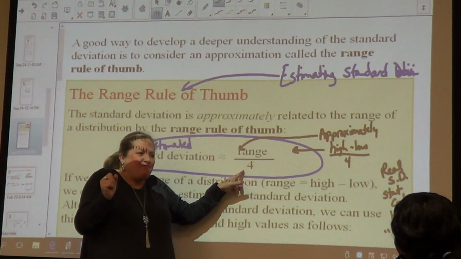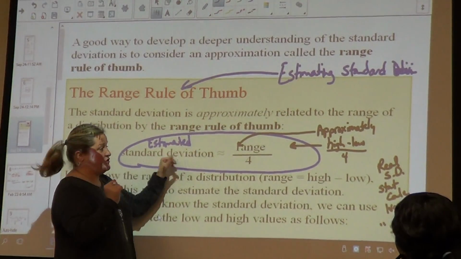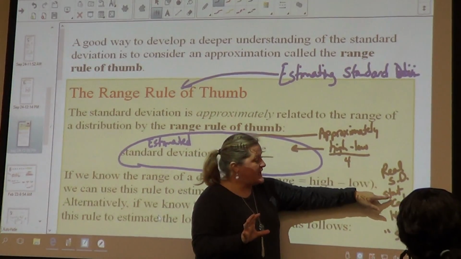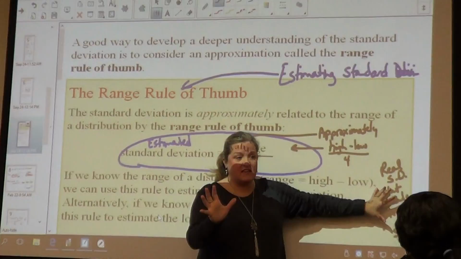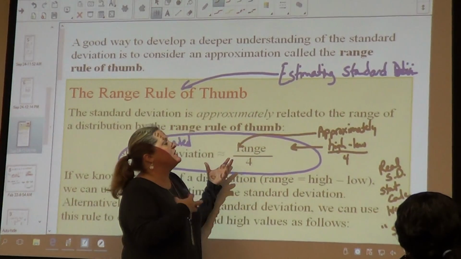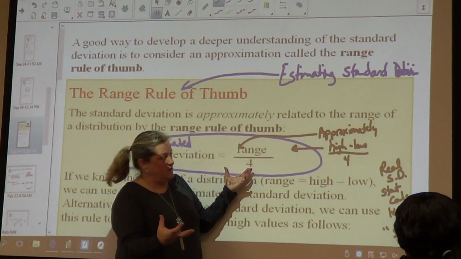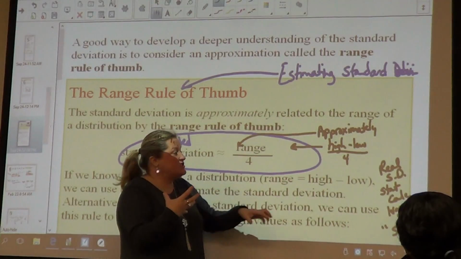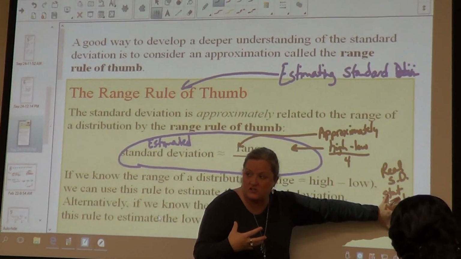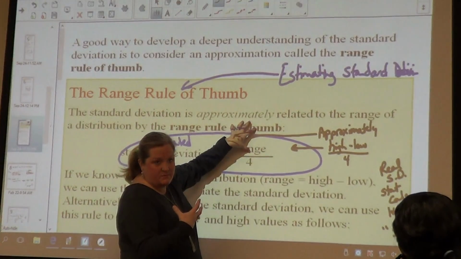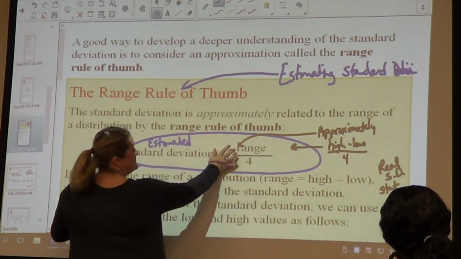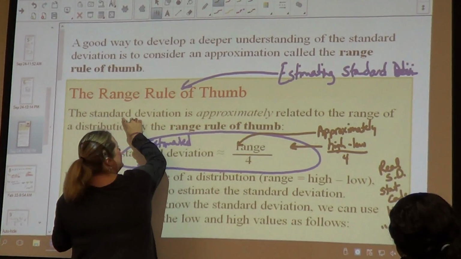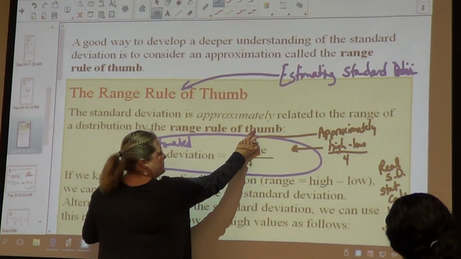So, the real standard deviation, if you want to know the exact standard deviation, stat calc, stat edit, one of our stats, Sx, that's the real one. But if you just want to know an approximation, we're going to do high minus low divided by 4. And on your test, you're going to have to do a real standard deviation, and you're going to have to do an approximate standard deviation. The approximate standard deviation is going to say, range rule of thumb, it's going to say, approximate the standard deviation using the range rule of thumb.